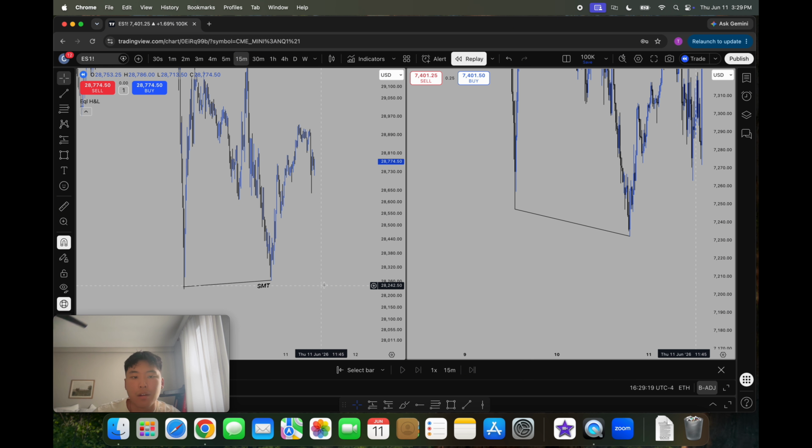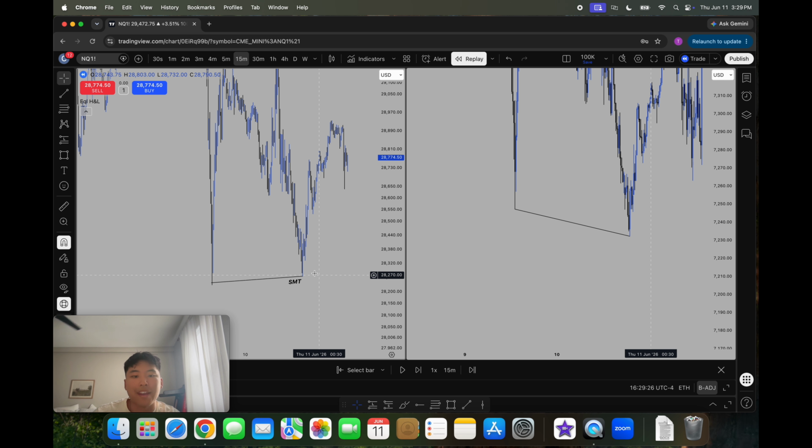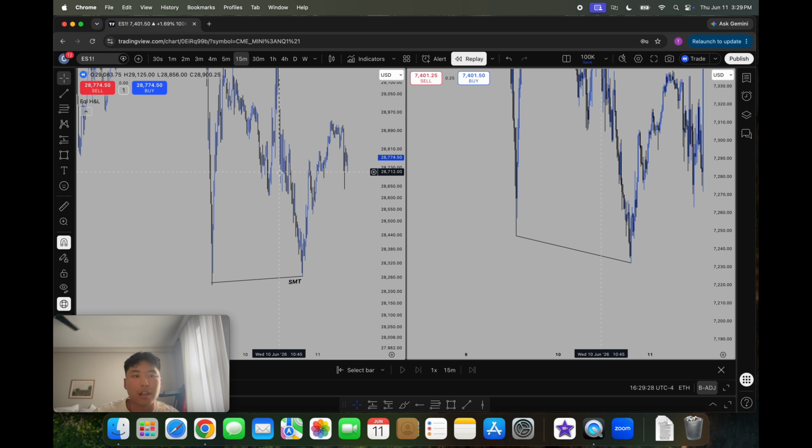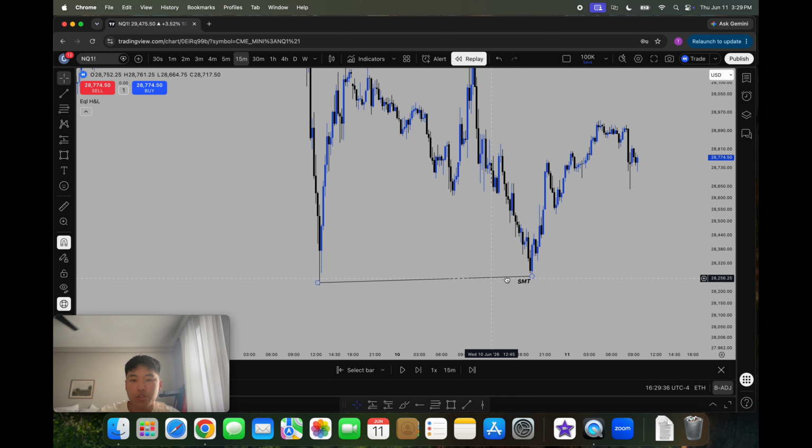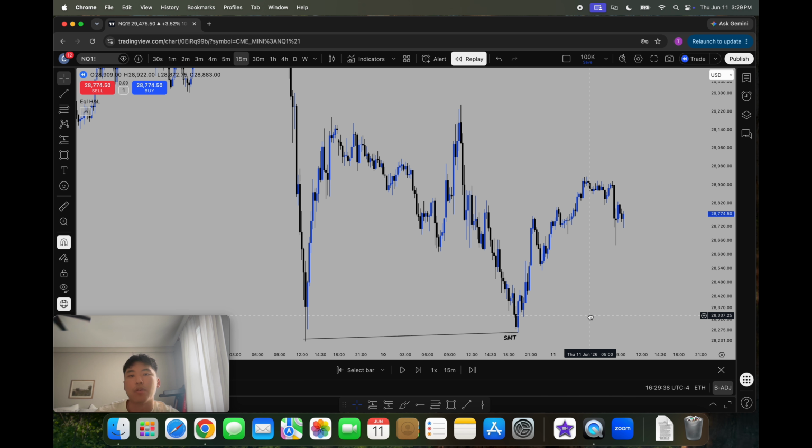The same low is right here, except ES took this low and NQ didn't, okay? So it's kind of like NQ is lagging behind. So it's kind of like NQ already took liquidity because NQ and ES are very closely correlated, right? So right away when I see this huge bullish SMT, I'm already thinking we're bullish.